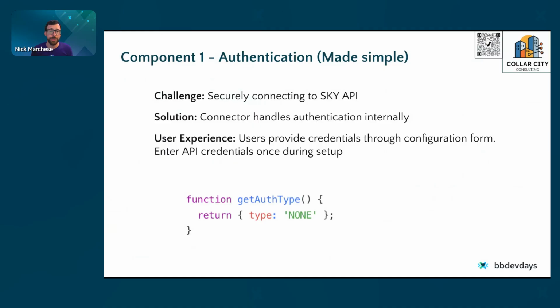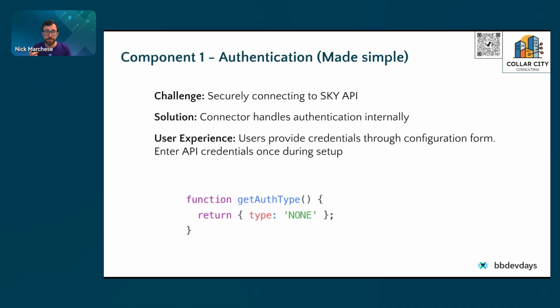So authentication. Lots of things that I'm going to show here are found in resources that I have used across the web from other folks who have made some really great documentation and videos and walkthroughs and blog posts. So this is some ways that I've used it and manipulated those pieces for my testing. So the challenge is connecting securely to Sky. So the solution is that the connector is handling that authentication internally. So that way they're just providing the credentials through like a configuration form or something like that, and entering them during setup.